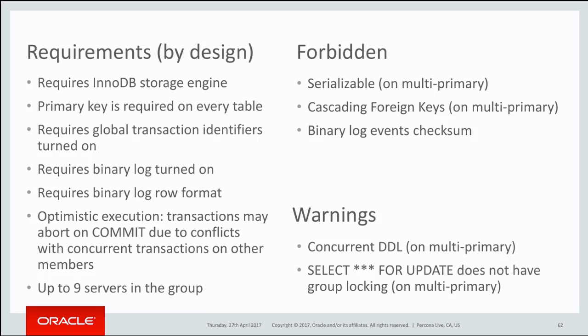Then a few warnings. DDL, so it's always the black sheep in the room. If you issue concurrent DDL on a multi-primary setup, you may end up with problems, so you need to be careful. Or you should use single primary, so then we don't have issues. And also the SELECT FOR UPDATE statement does not take global locks. It takes the locks on the member that is running, but not on the actual group. So if you make that assumption, it may have different results than the ones you expect. So these are things that you need to be aware of when you use a multi-primary setup.